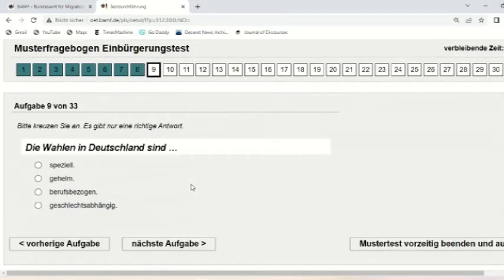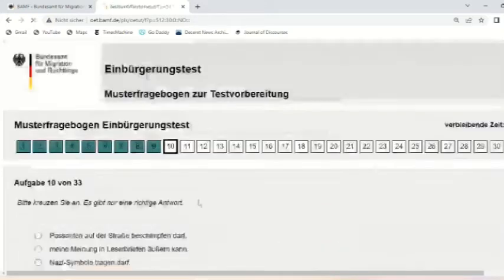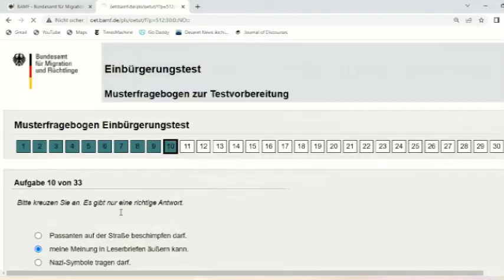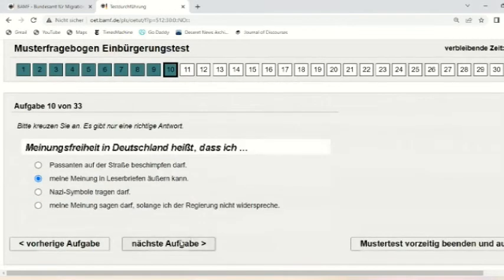Question 9. Elections in Germany are special, secret, tied to career, or dependent on gender. I thought that was an oddly worded question, but I'm pretty sure they are secret. No one is allowed to know how you voted. Question 10. Freedom of opinion in Germany means that I can yell at passersby on the street, can express my opinion in written form, can wear Nazi symbols, can express my opinion as long as it doesn't contradict the government. And the only answer that wasn't completely absurd is answer 2, can express my opinion in written form.